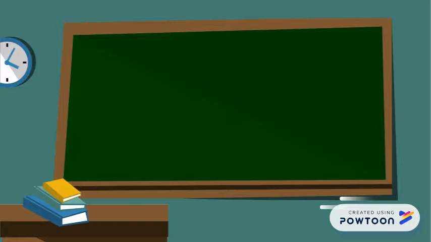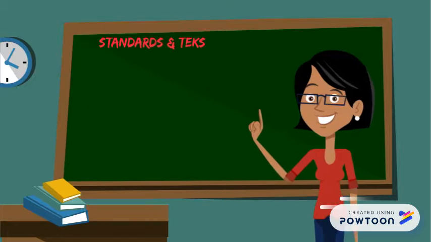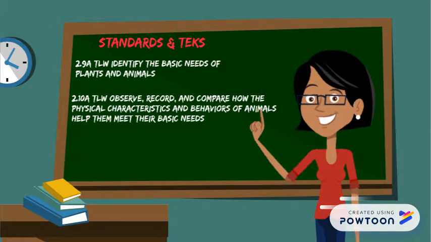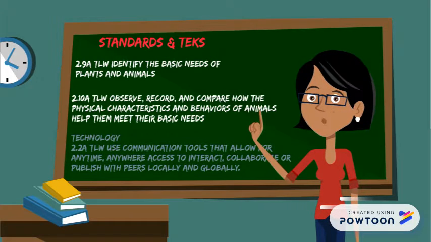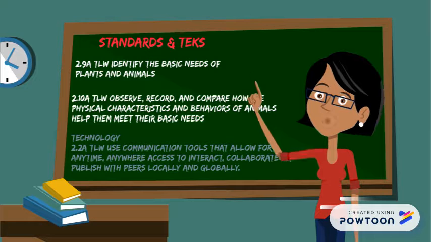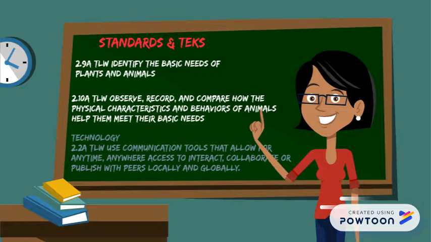The standards for this project are 2.9a and 2.10a. The learner will identify the basic needs of plants and animals and observe, record, and compare their physical characteristics. Under Technology 2.2a, the learner will use communication tools that allow for anytime, anywhere access to interact, collaborate, or publish with peers locally and globally.